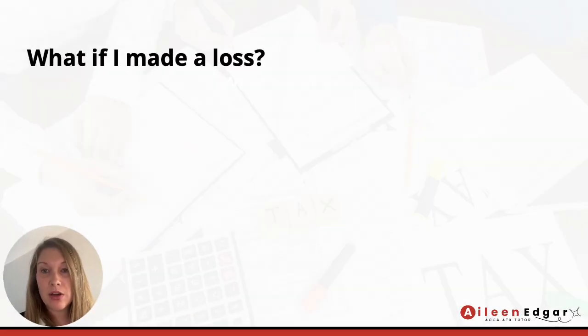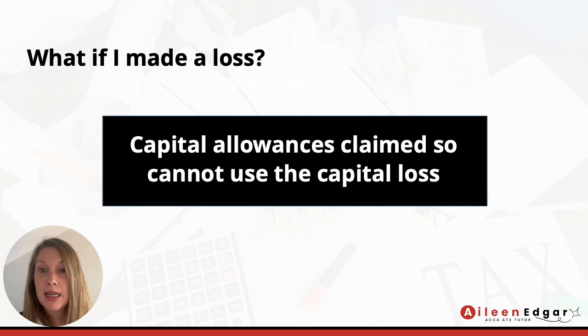But what if I made a loss when I sold my machine? If I've been claiming capital allowances on the machine, which is more than likely, then I don't get to use the capital loss that I've made on the sale of that asset. Why? Well, firstly, my machine is a chattel. It's a wasting chattel, plant and machinery.